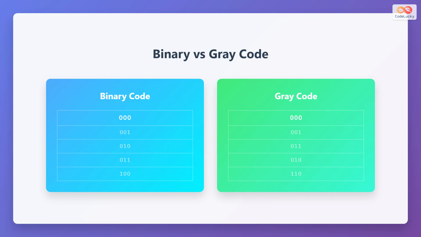On the other hand, gray code is 000, 001, 011, 010, and 110. The key difference is that only one bit changes between each consecutive gray code number, which can be very useful in reducing errors in certain digital systems.